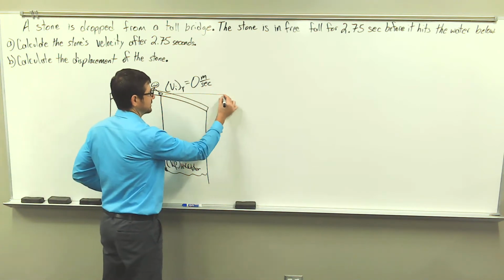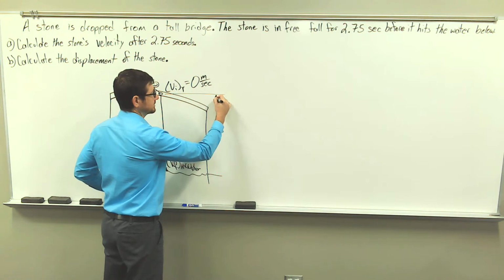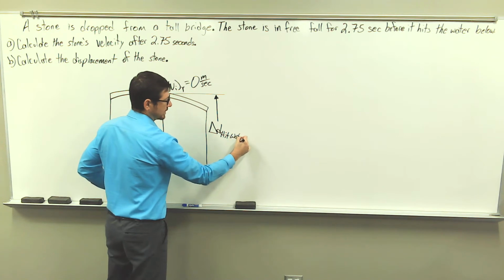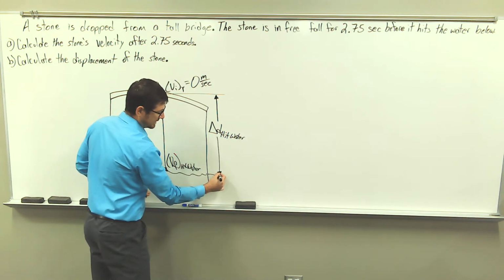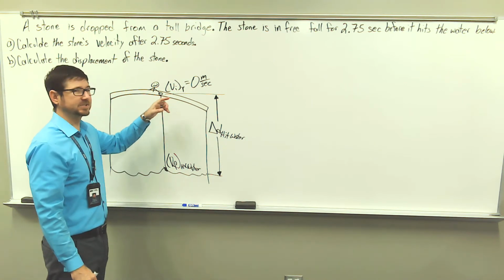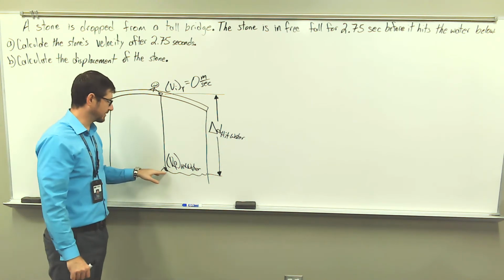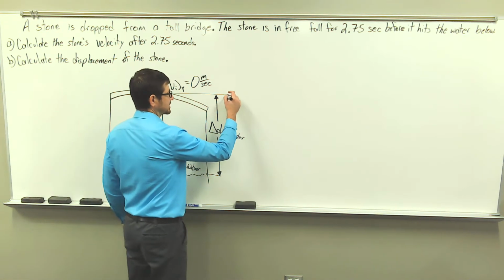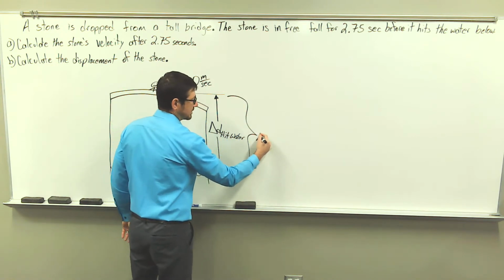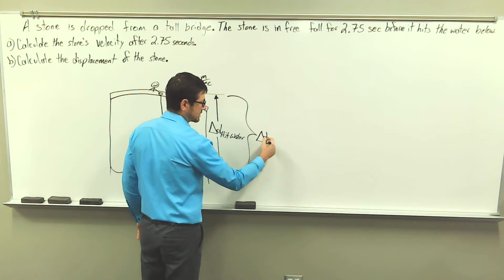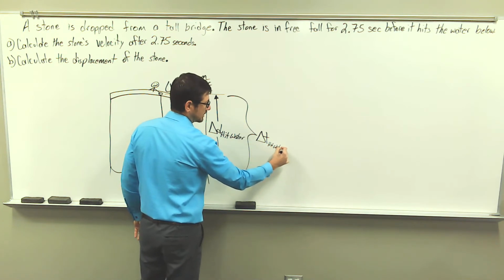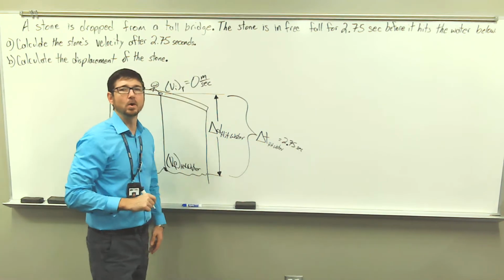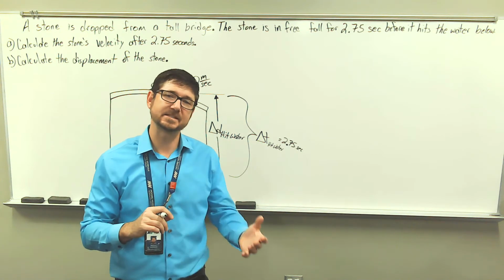Now I also want to label my change in displacement. So delta D sub hit water. So this is going to describe the stone's change in displacement from the position that you're holding it in your hand to the final position right here below when it hits the water. And the problem also gives us the time interval that it takes to hit the water. So delta T sub hit water. This is 2.75 seconds.